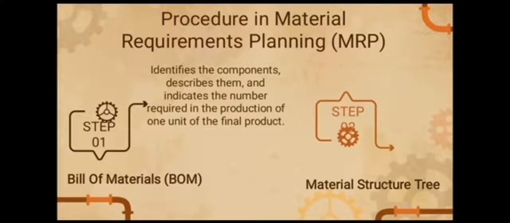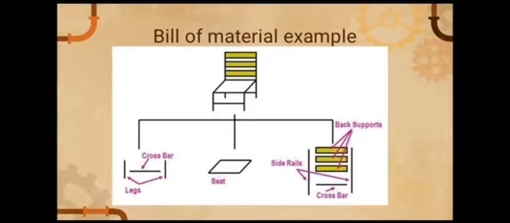So for example, my product to produce or to sell is a chair. The materials needed to make a chair are the legs, the seat, and then the back support to have a chair product.